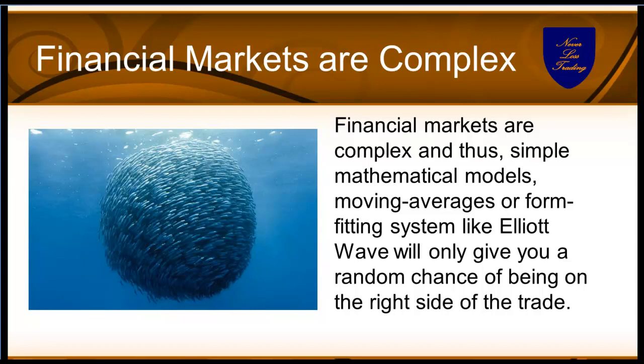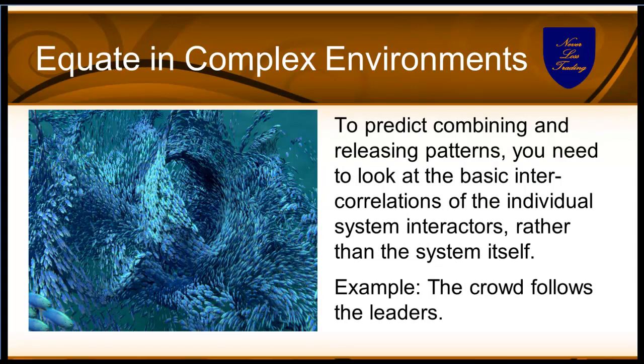Simple mathematically based rules like, for example, moving averages usually don't get you where you want to be, or form-fitting correlations like Elliott wave, where there is the ABC and a 1, 2, 3 wave and the one has to follow the other. That's usually not how the markets work. Then you only have a random chance if you use such models to predict how they break out, because you see here a combining pattern of a school of fish. When you want to predict how they break out, here in a releasing pattern, and how they combine again, you cannot basically use a model that looks from the outside in.